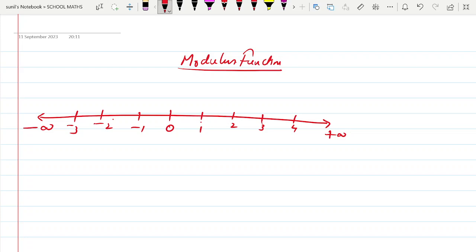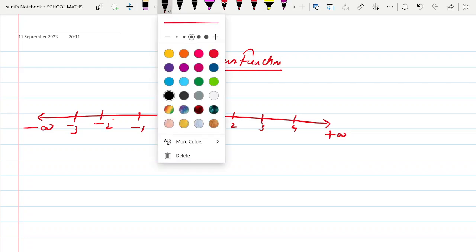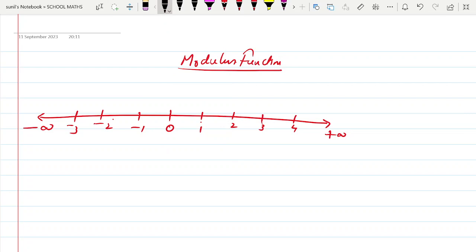Now suppose my question is: how will you find the distance of a point from the origin? Suppose my reference point is this origin. Now what is the distance of 2 from 0? How will we measure it? It is 1 unit, then 2 units.